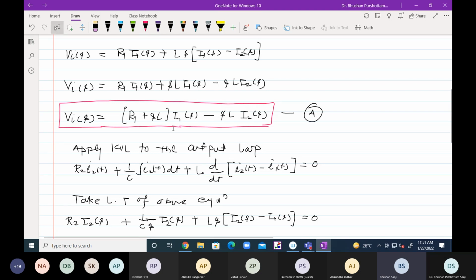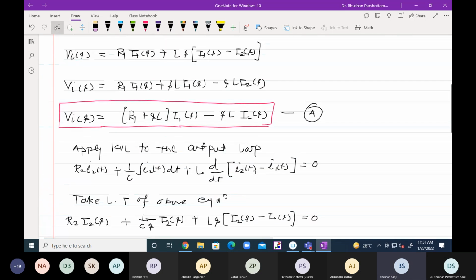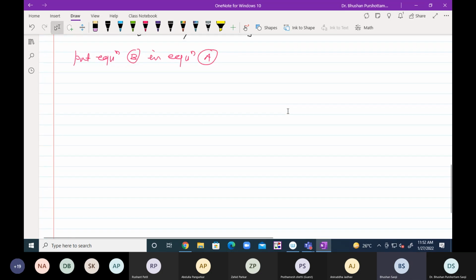Okay. Now see here in equation A, there are two terms, I1 of S and I2 of S. And in equation B, we got I1 of S in terms of I2 of S. Now substitute, put equation B in equation A. Now we will substitute the value of I1 of S in equation A. So this becomes Vi of S equals, what is that?